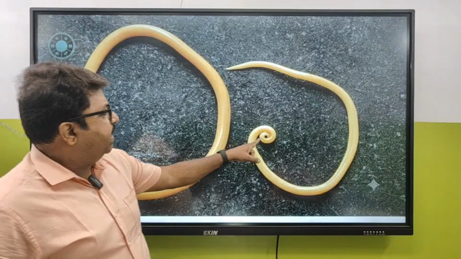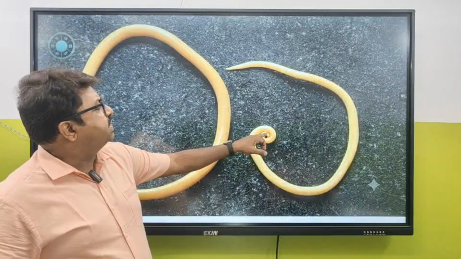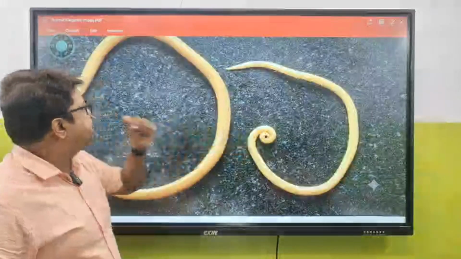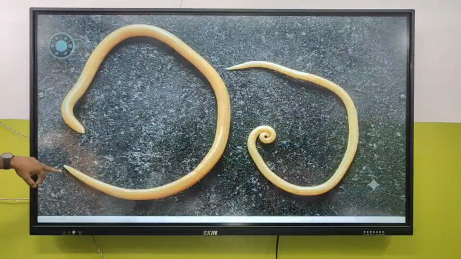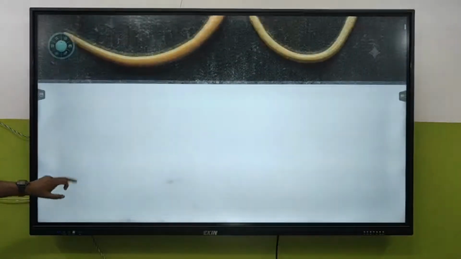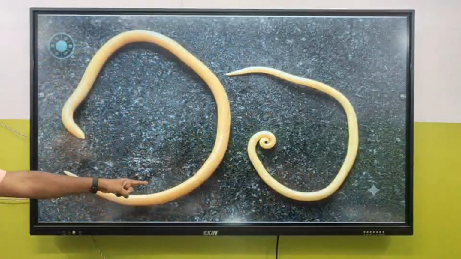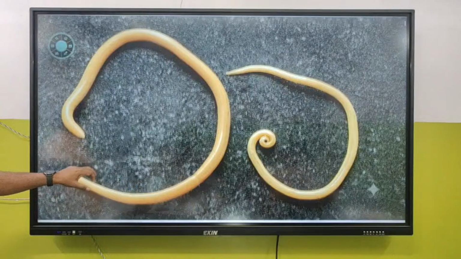Very good. See, they have pointed ends. The male one has pointed ends and a penial spicule, which acts as a copulatory organ, just like a penis. And this is the female one, long and blunted, not a narrow end. This is Ascaris lumbricoides, present inside your intestine. The size is like this, the size of an adult one. See the color: it is creamy.